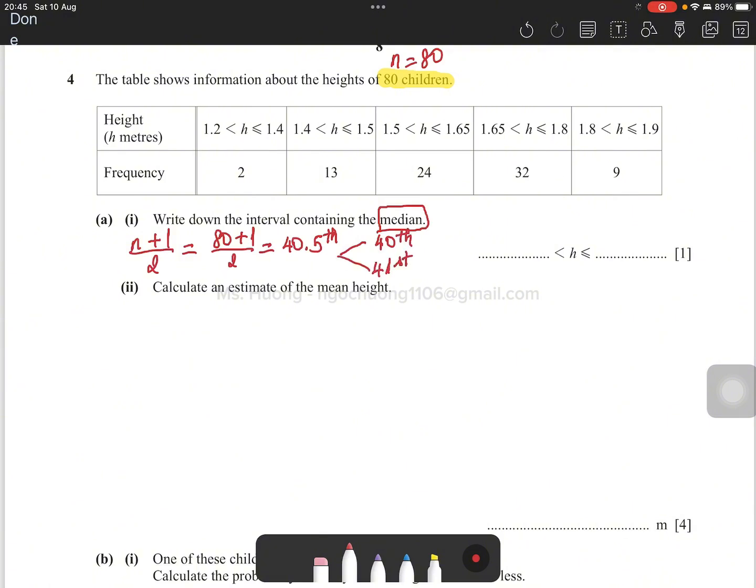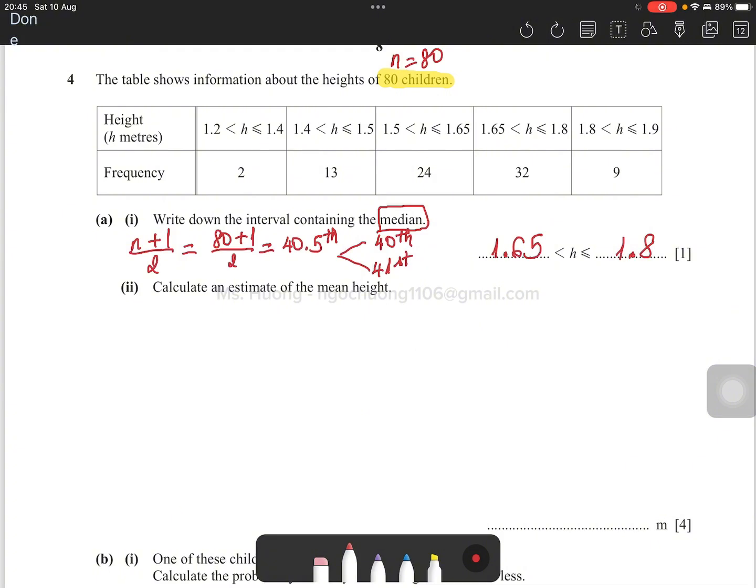So let's check. 2 plus 13 is 15. 15 plus 24 is 39. So the 40th and the 41st value is in this interval, which means the median is only in this interval. So we'll write the median is from 1.65 to 1.8.